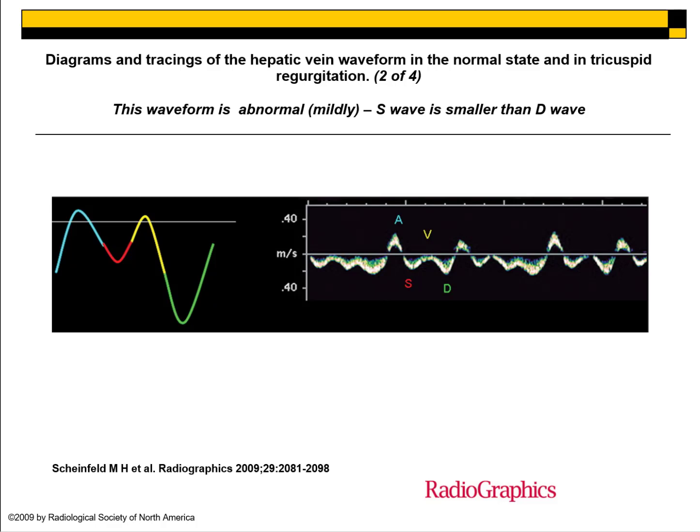So we're having some regurgitation, so we're having some decrease here of our flow, and that's the first sign and step of tricuspid valve regurgitation: a smaller S wave.